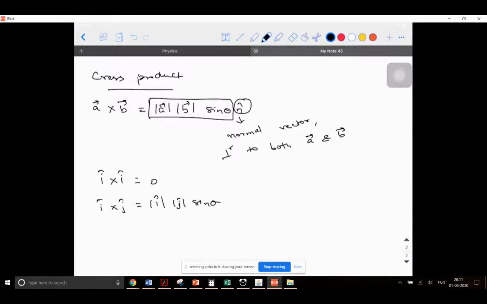Sir, K cap, sir. Is it K cap or minus K cap? K cap. Yeah, it is K cap. Similarly, if you do J cap cross I cap, what is the answer? Minus K cap. So this one we know.